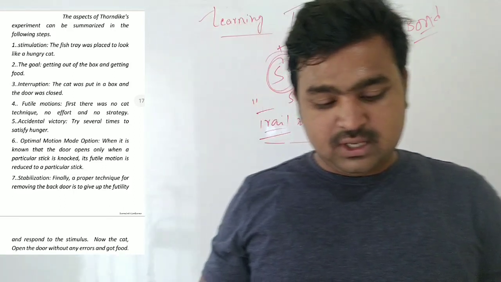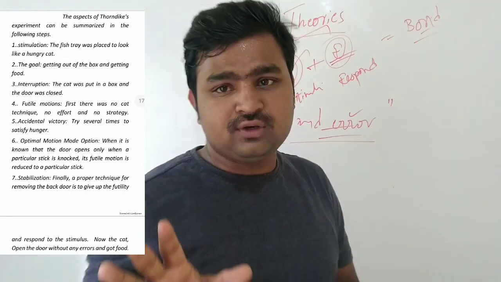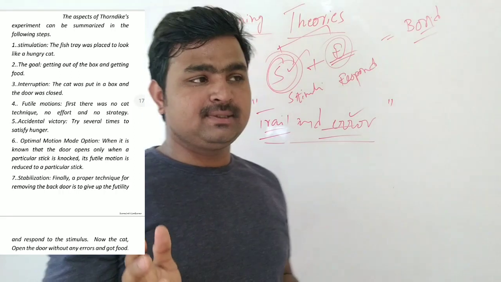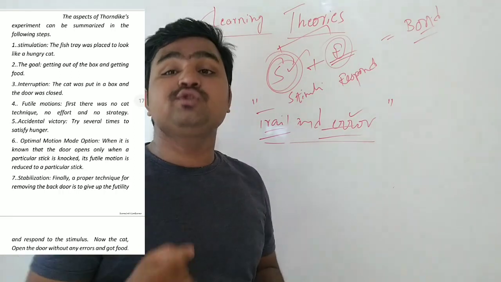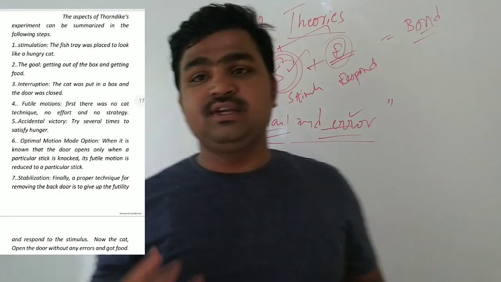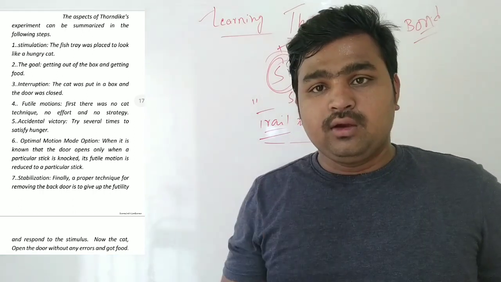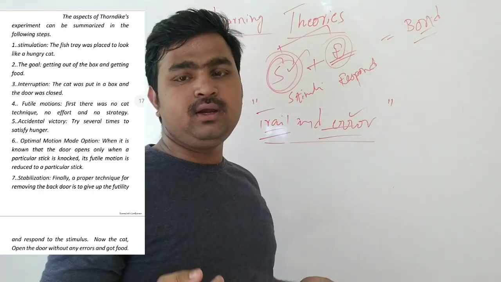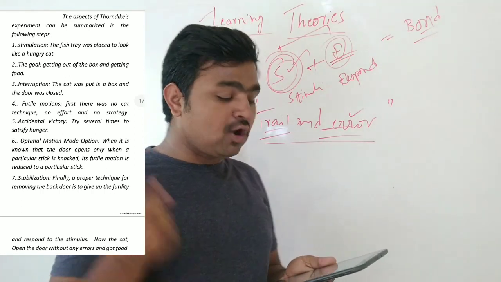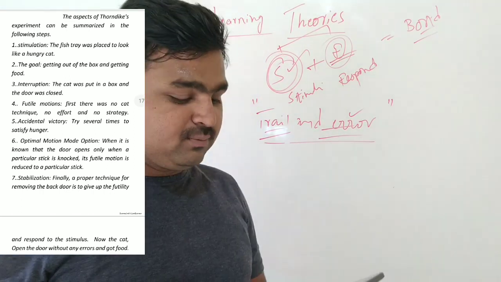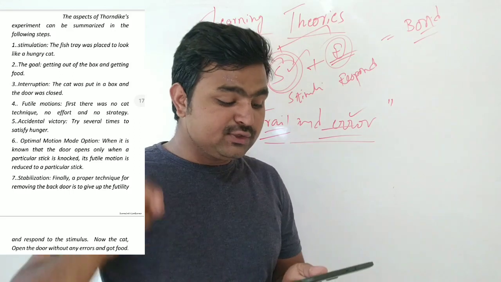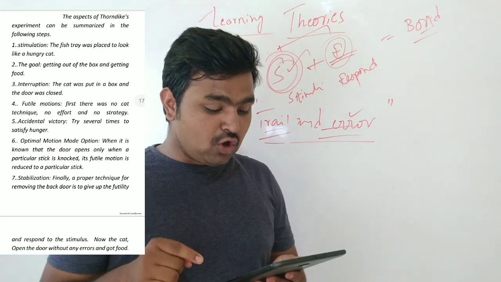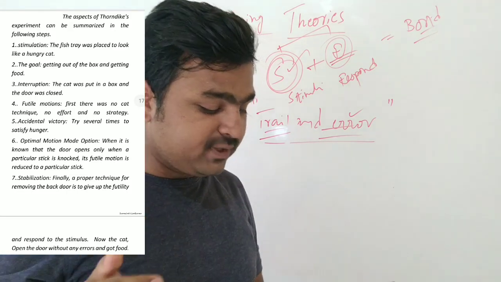The door was stopping it. That is interruption. Then futile motion. Let's understand what is futile. Futile is not useful. It had made many useless efforts to come out. Then the last one is optimal motion mode. Optimal motion means when it is known that the door opens only when a particular stick is knocked, its futile motion is reduced to that particular stick.